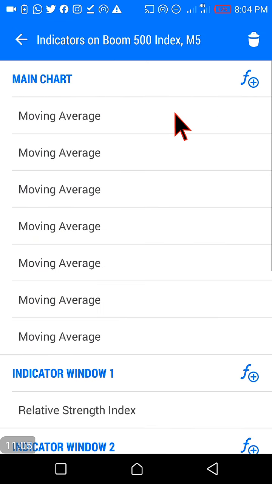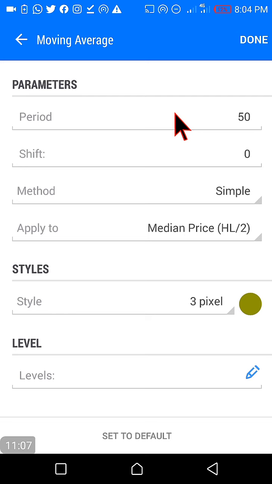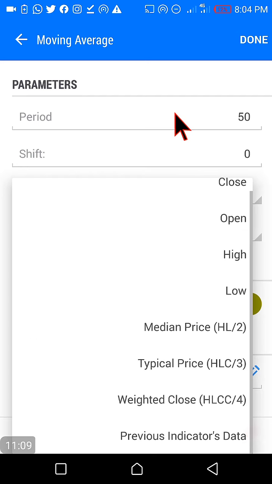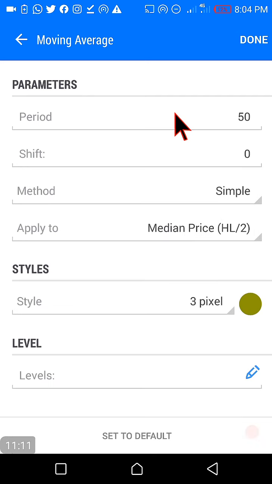So the next one is applying it to something called the median price. Now, what is the median price? The median price is, you realize that there is the HL over 2. The HL there is the high plus the low divided by 2. The high value plus the low value of the candle divided by 2 is the median price. So it's going to apply it to the median price.